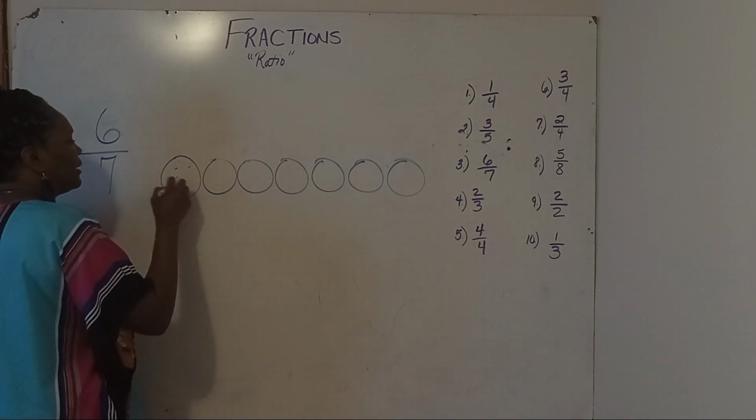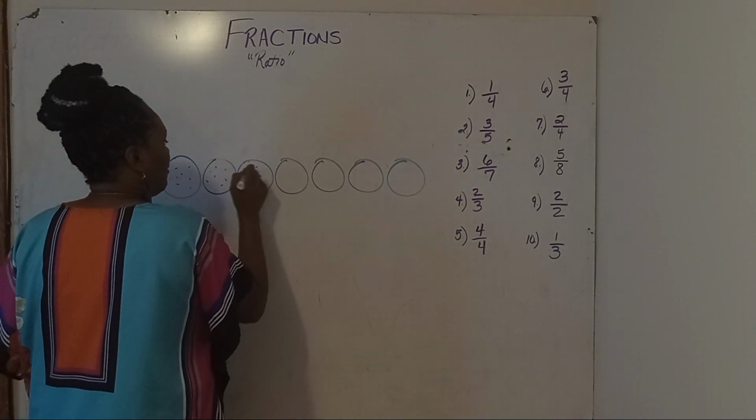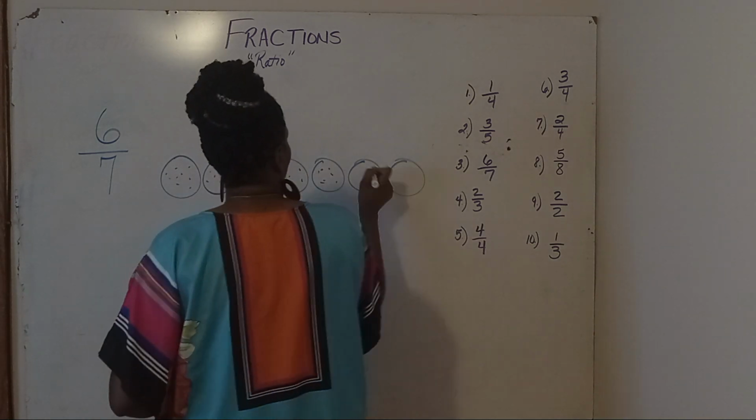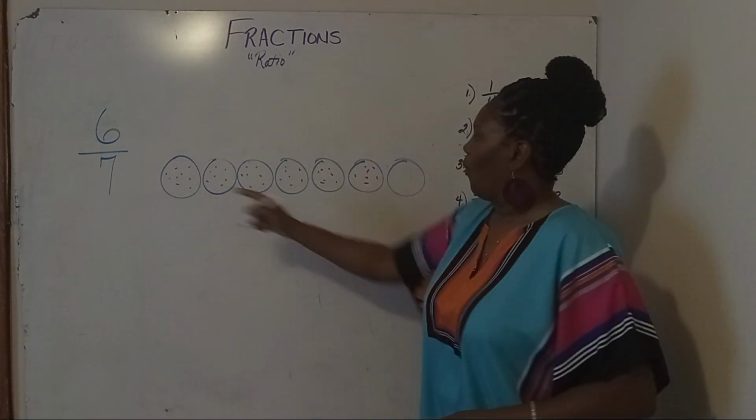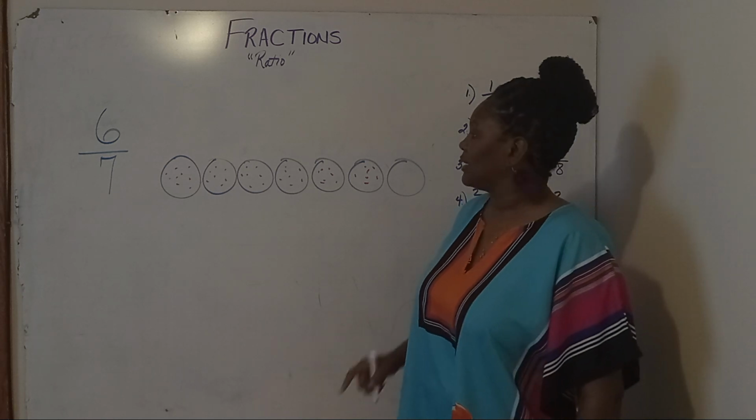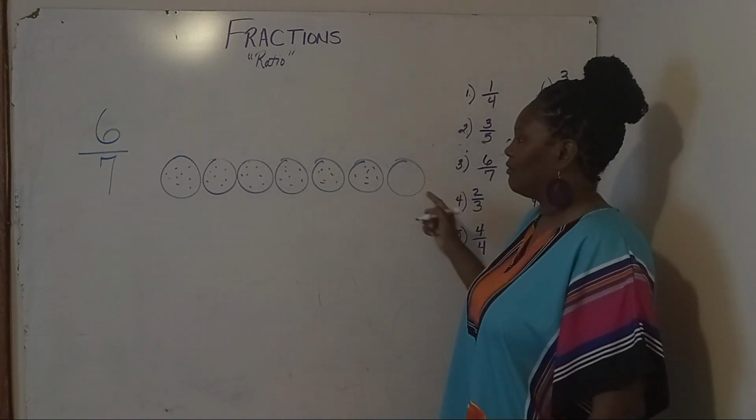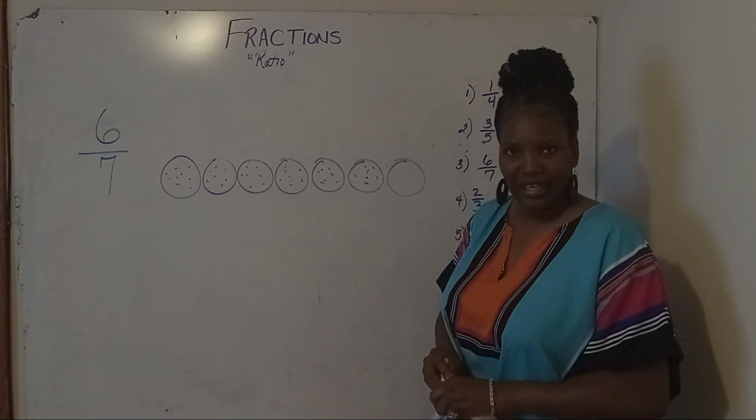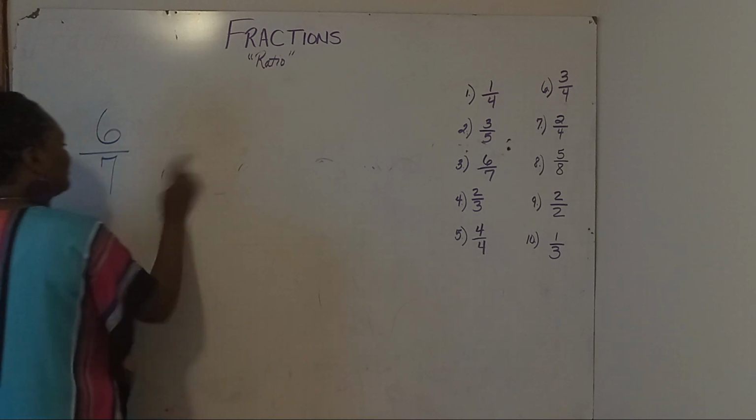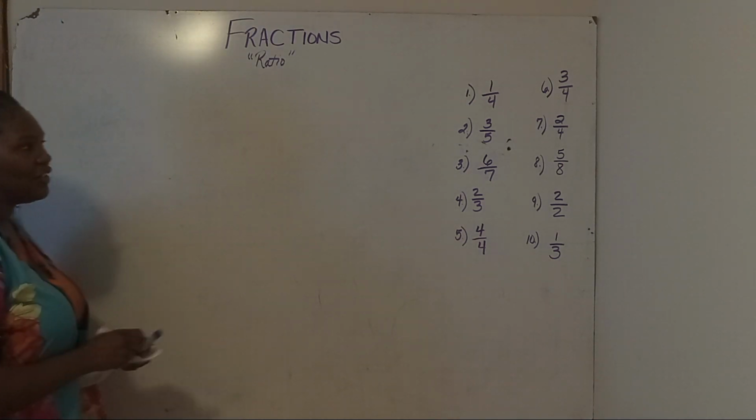I can make polka dots in them. I'm just making them look different. And I'm going to put polka dots in 6 of them. 1, 2, 3, 4, 5, 6. All right. So our fraction is 6/7. I have 6 of my 7 circles polka dotted. That's how we do fractions. You're doing good. All right. Let's try another number.